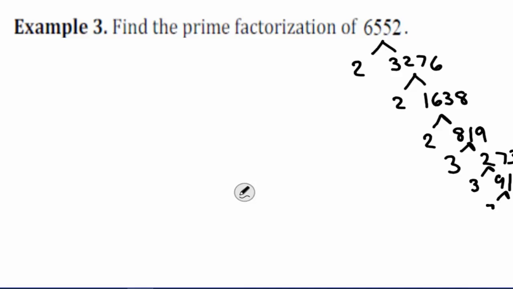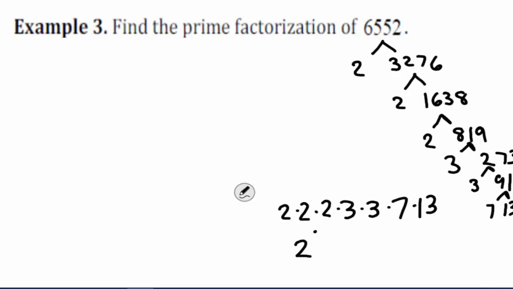Then 91 does, so 7 times 13. I had to do a little guessing on the calculator to figure that out. So here's the prime factorization. We can write it all out, and we could write it as 2 cubed times 3 squared times 7 times 13 if we wanted to.